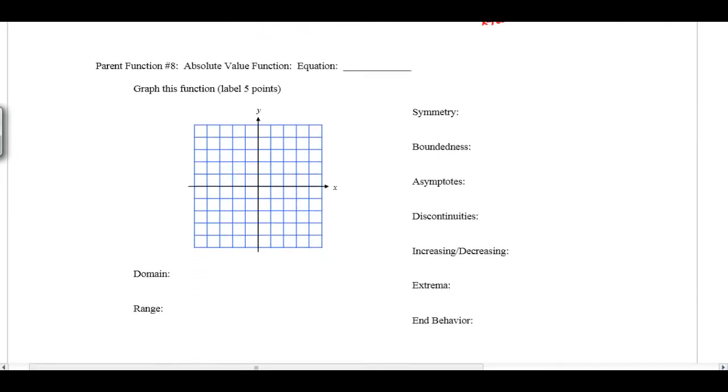How about function 8? What about absolute value graphs? Again, absolute value, kind of a fun one. You go plot some points, and notice it's only here in the upper regions. What does it look like? It's y equals absolute value of x. There's your graph. The domain is all reals. The range is 0 to infinity, but it does include 0.